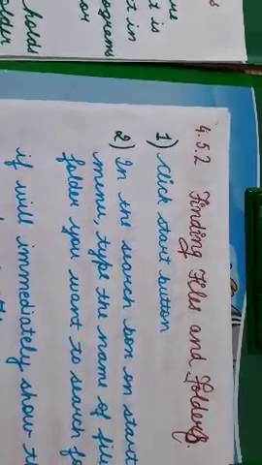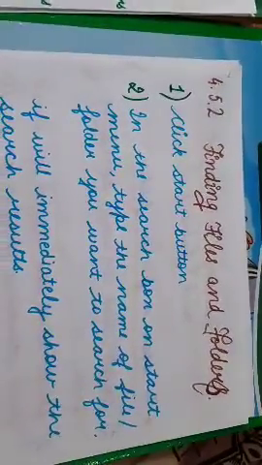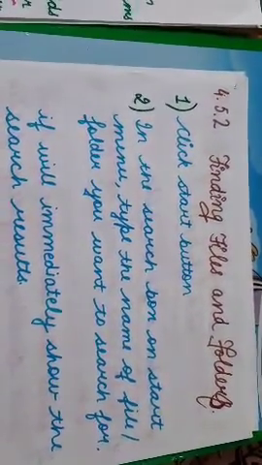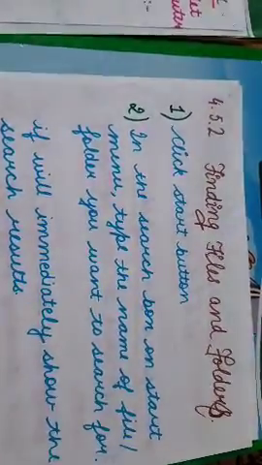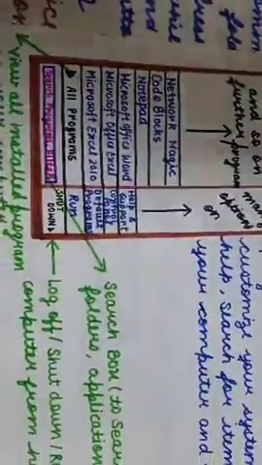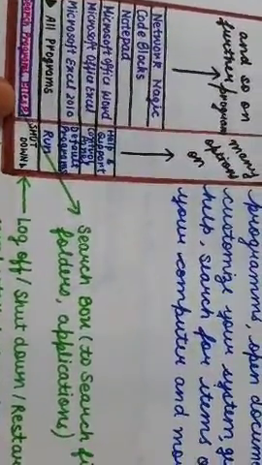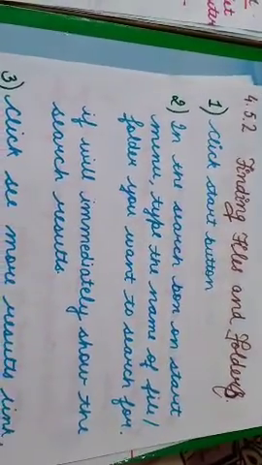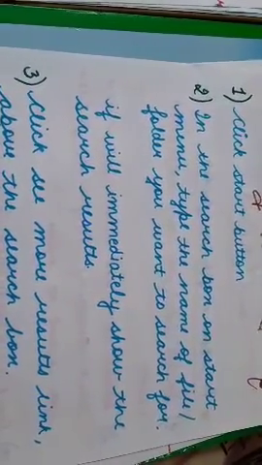Next topic is finding a file or folder. How can we find any file or folder in your system? First, click on the start button. It will display the menu as we discussed previously, including search program files, which is used to search files and folders. So in the search box on the start menu, type the name of the file or folder you want to search. It will immediately show the results.